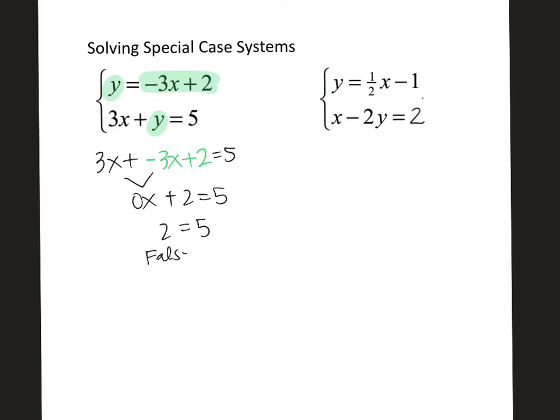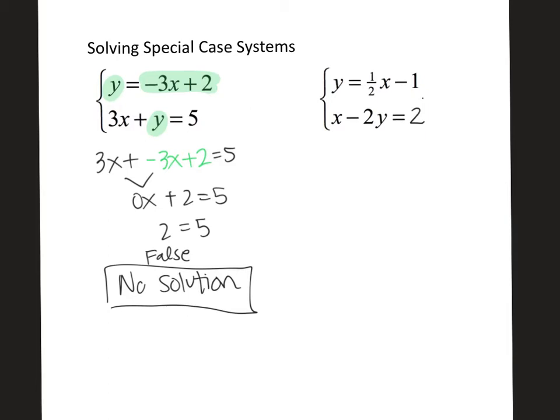Since this is a false statement, the system has no solution. And if I were to think about this on a graph, that means there is no place on the graph where these two lines intersect. That gives us no solution.